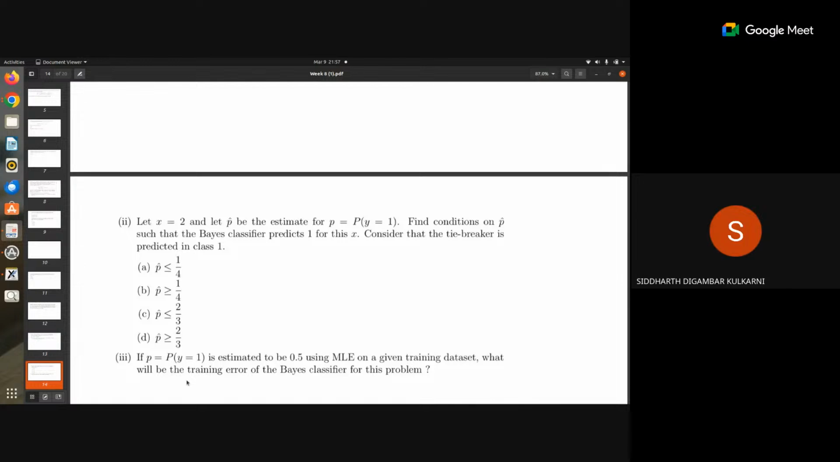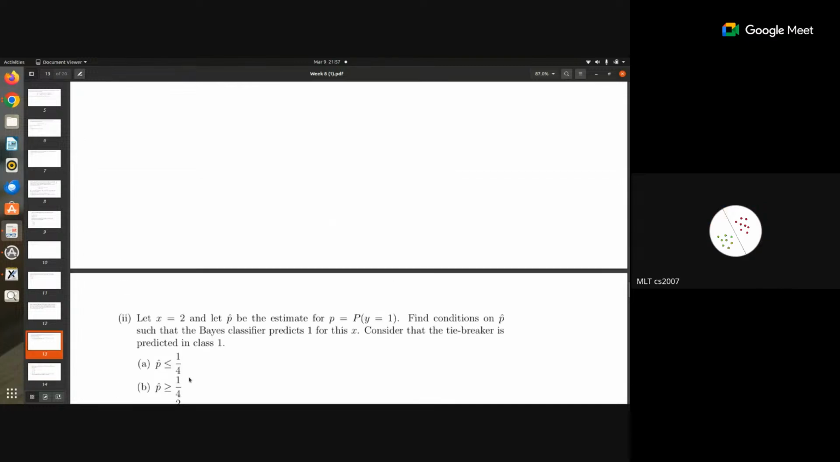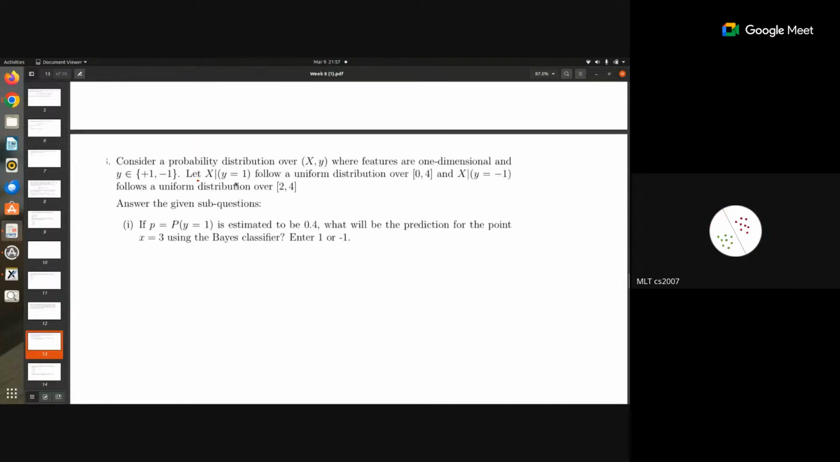Given the feature, the distribution of p hat is not affected. So what about this part? And so that remains the same. It will include 2 here also and here also. So both of the intervals include 2.